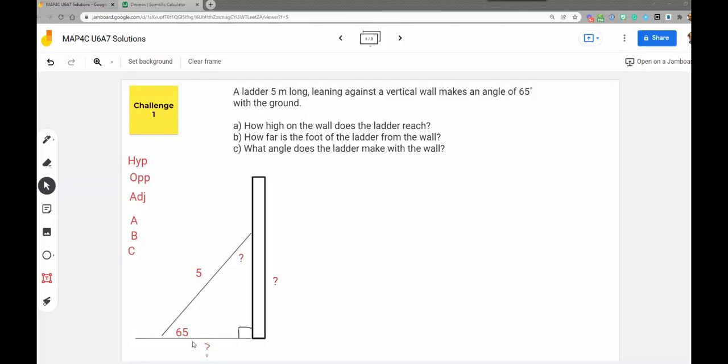So that's the angle down here. We know that's a 90 degree because that was a vertical wall. And we're looking at a few things. How high does the ladder reach? So that's this one. How far is the foot of the ladder from the wall? That's this bottom one. And what angle does the ladder make with the wall?